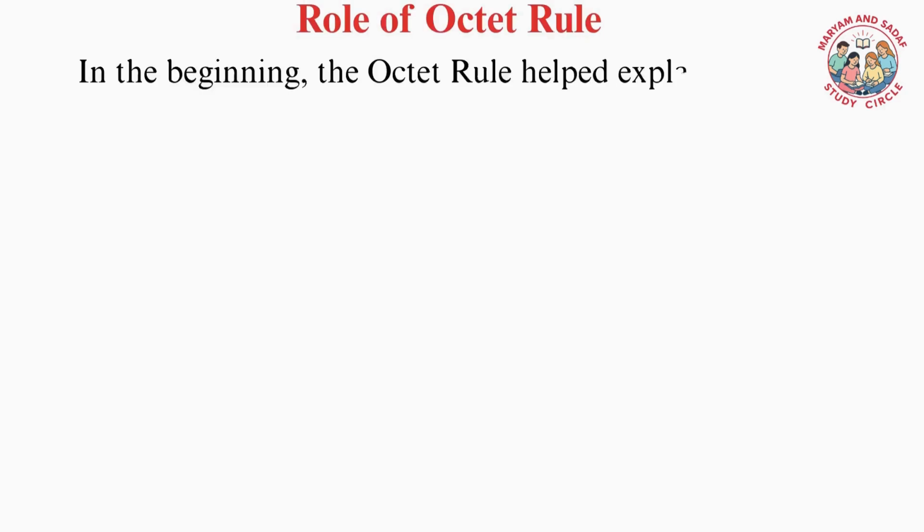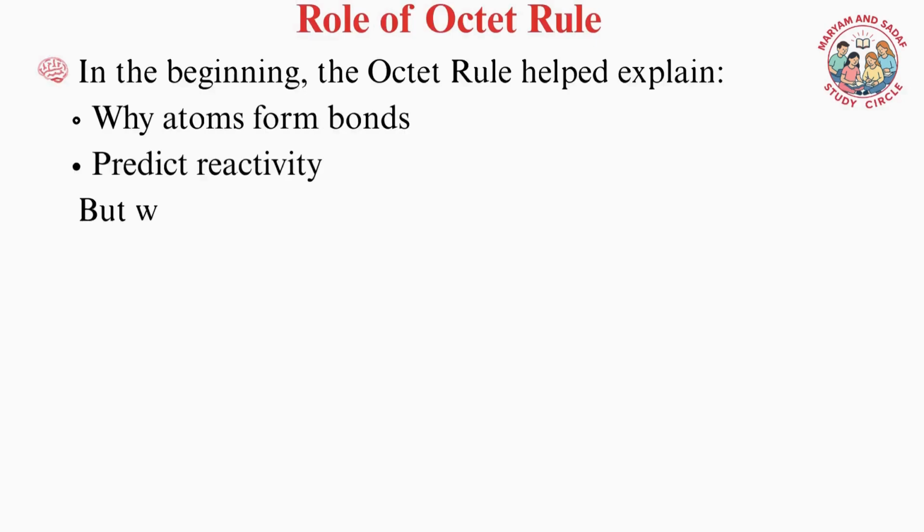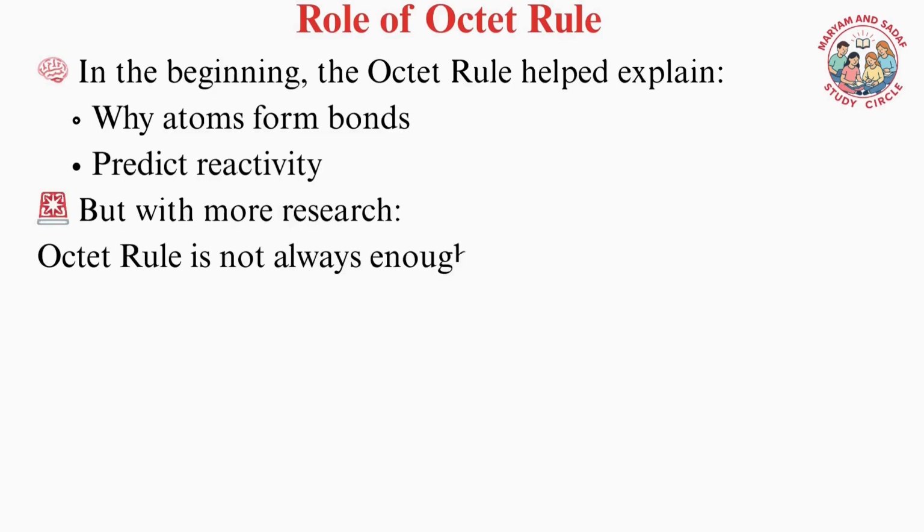Role of the octet rule. In the beginning, the octet rule helped explain why atoms form bonds and predict reactivity. But with more research, the octet rule is not always enough to explain all bonding types.